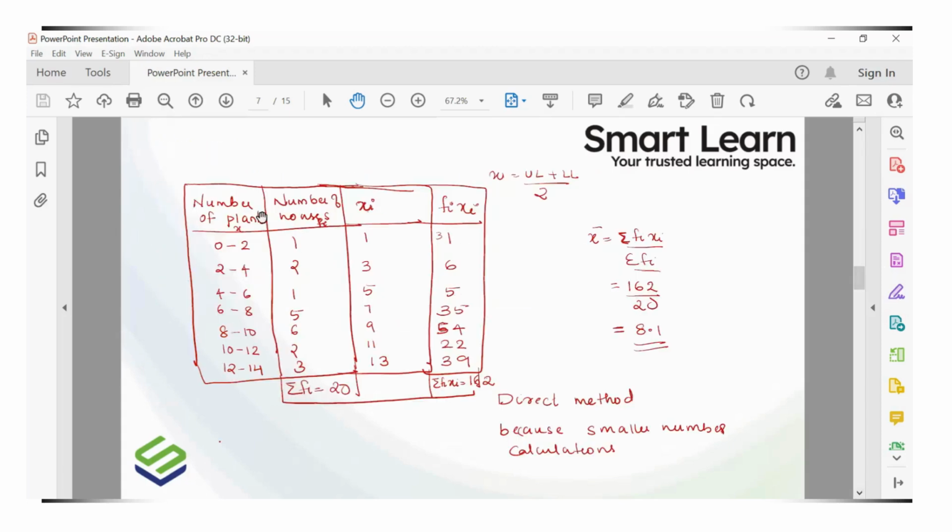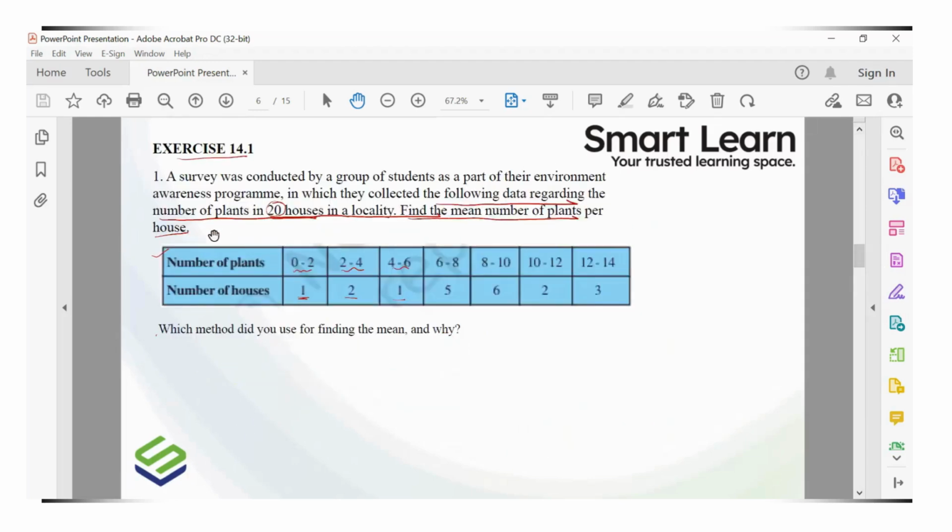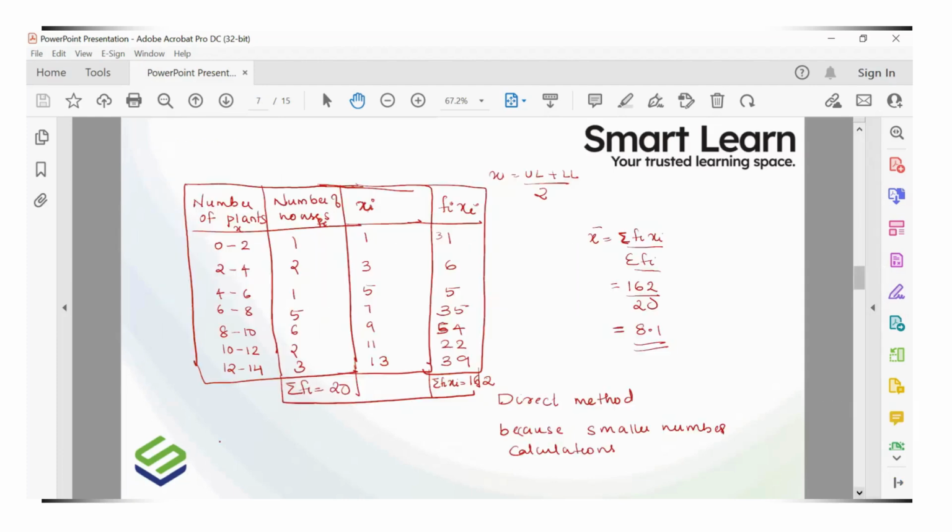So what are the things we need? We need the first column as x, second column as fi, third as xi, that is the class mark, the middle value. Here 0 to 2, middle value 1; 2 to 4, 3. The difference is 2, so 3, 5, 7, 9, 11, 13. You can write like that, but check that, okay? Sometimes this interval can vary. Then fi xi: 1 into 1, 2 into 3, 1 into 5, 5 into 7, 6 into 9, 2 into 11, 3 into 13. Now sigma fi, children, normally it will be given in the question. Here 20 houses, so sigma fi will be 20.